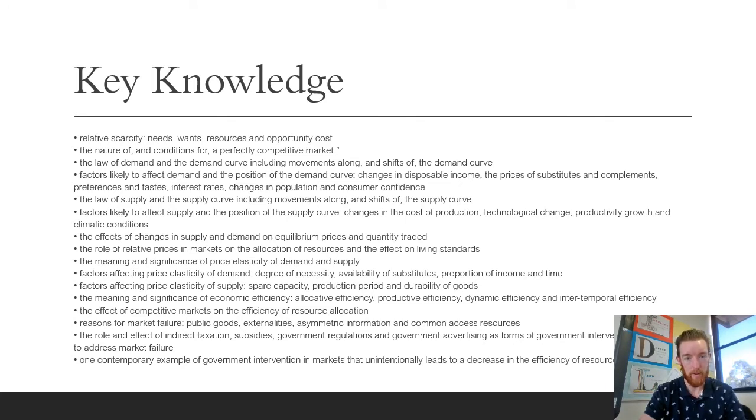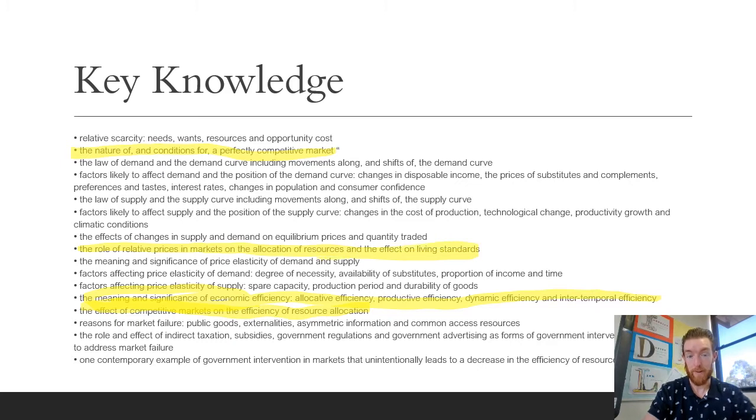First up, we're going to be talking about the nature of and conditions for a perfectly competitive market. But then we are also going to be looking at the effect of competitive markets on resource allocation, as well as the different types of efficiency overall. So we're a little bit up and down. Oh, and one more thing. We're also looking at the role of relative prices in the market on resource allocation and the effect on living standards.